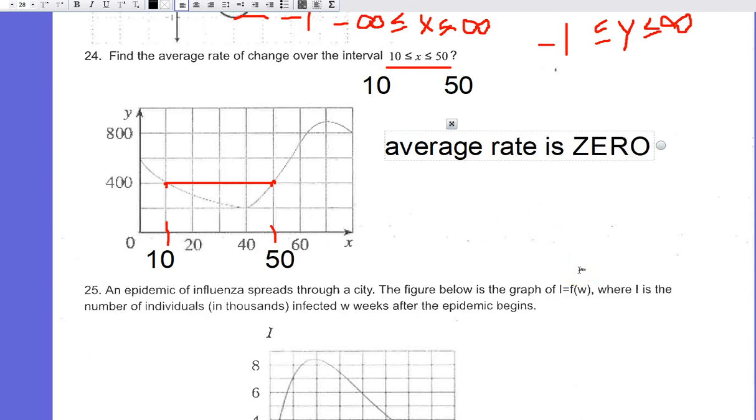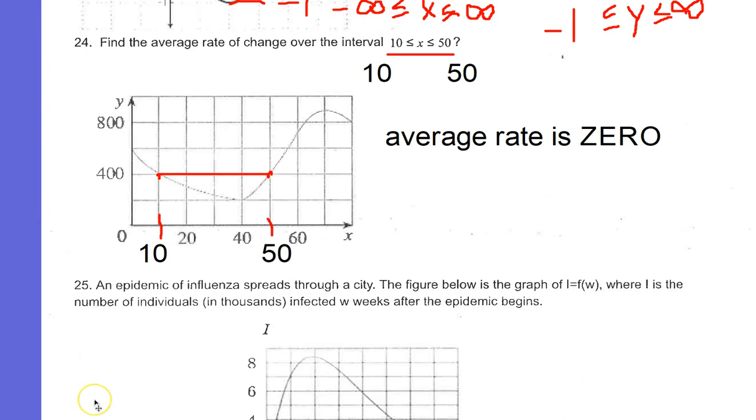And you will have a question on the final that says, where is the average rate of change 0? And you're looking for two points where the amount that you gained and then the amount that you lost winds up being 0 between these two points. Okay, and then we've got one more question.